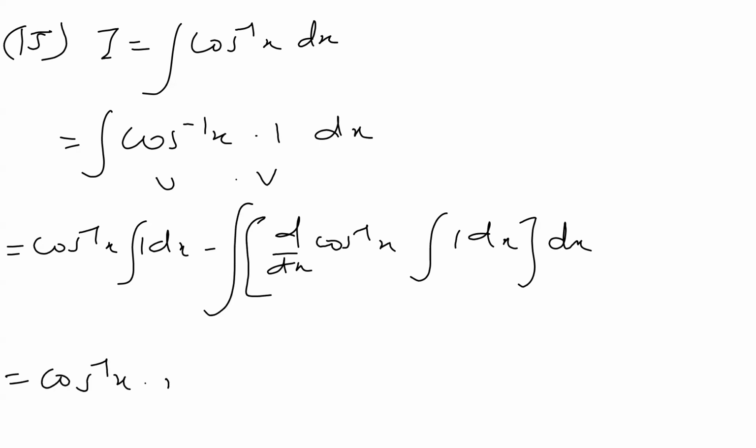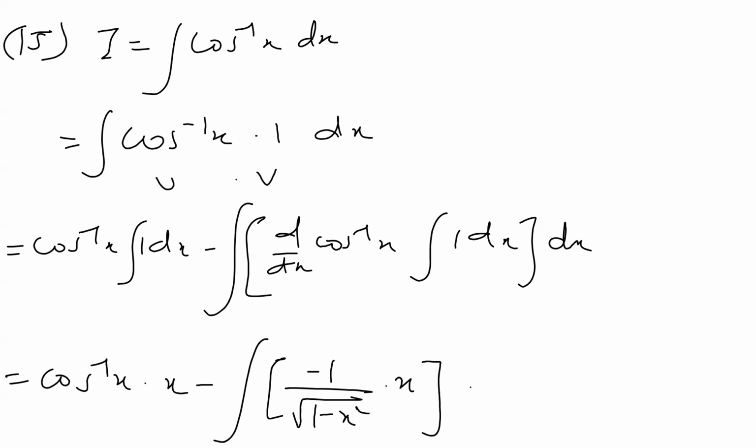Cos inverse of x into x, derivative of cos inverse x is minus 1 upon root of 1 minus x square, into x. Okay. Now this minus and this minus will be plus. So x cos inverse x plus x upon root of 1 minus x square.